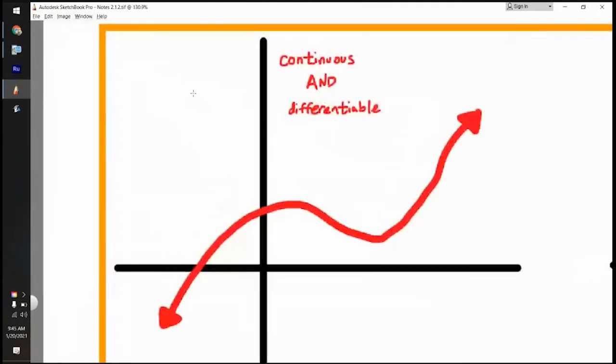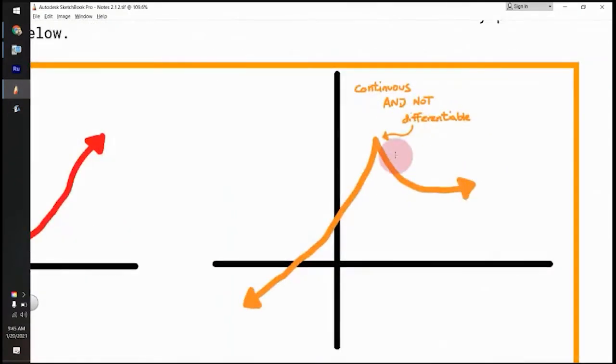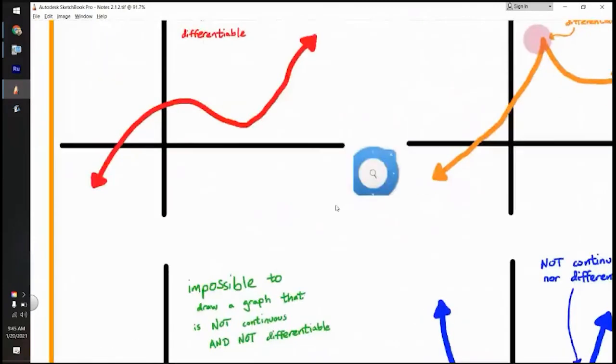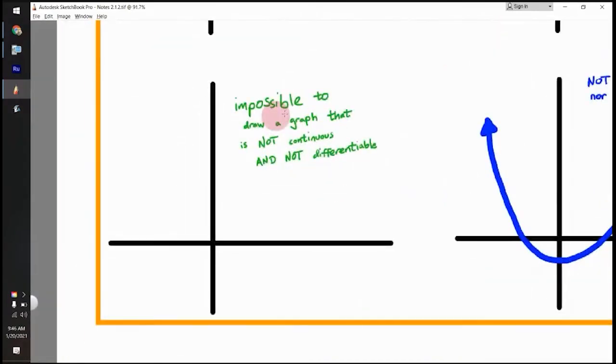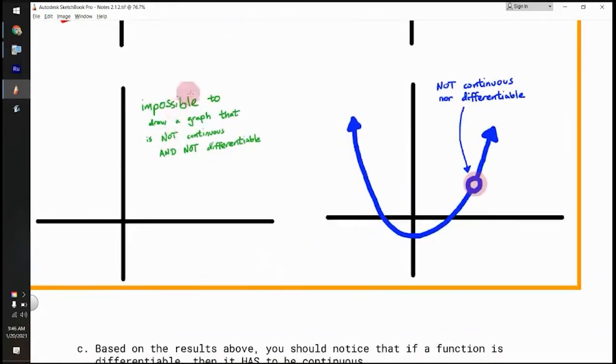This red one is continuous and differentiable. There are no sharp turns, no holes, jumps, or gaps. This one is continuous and not differentiable because of this sharp turn right here. I'm just going through every single combination. It's impossible to draw a graph that is not continuous but differentiable. And this one right here is neither continuous nor differentiable at that point. Because it's not continuous, it's not differentiable. So I feel like I wrote that wrong. It says possible to draw a graph that's not continuous and not, this should be gone.